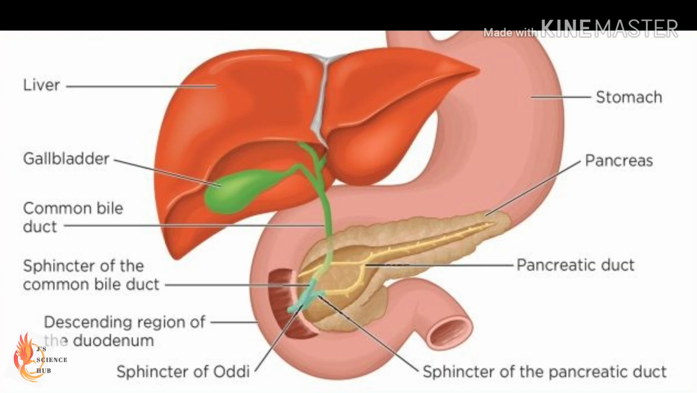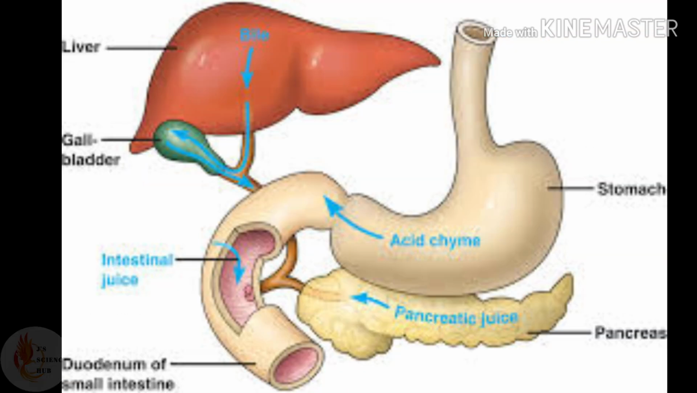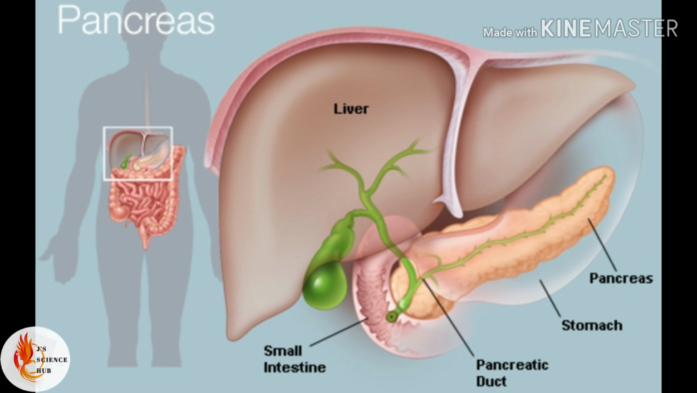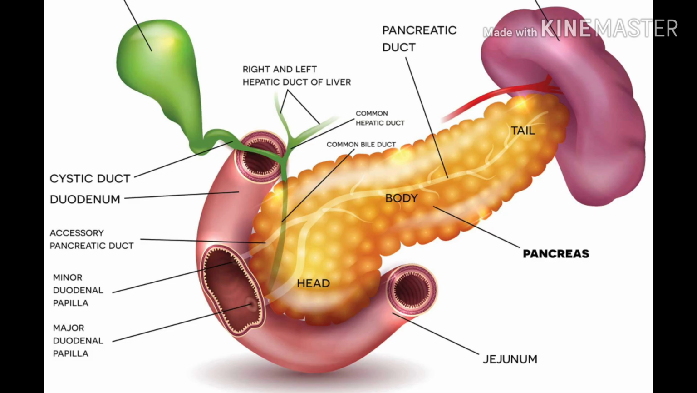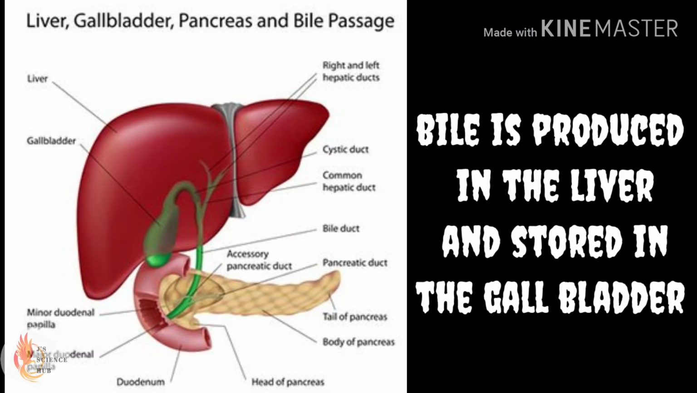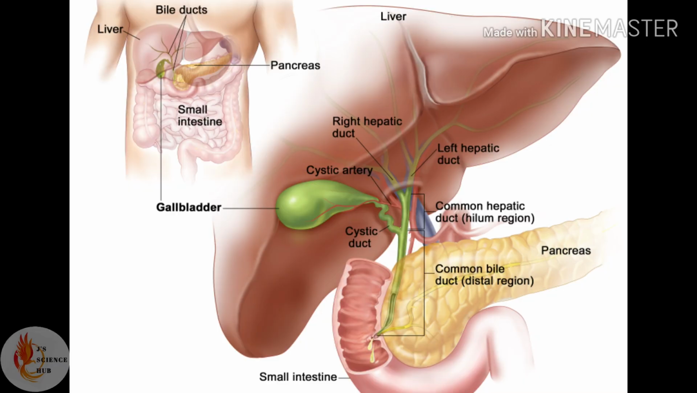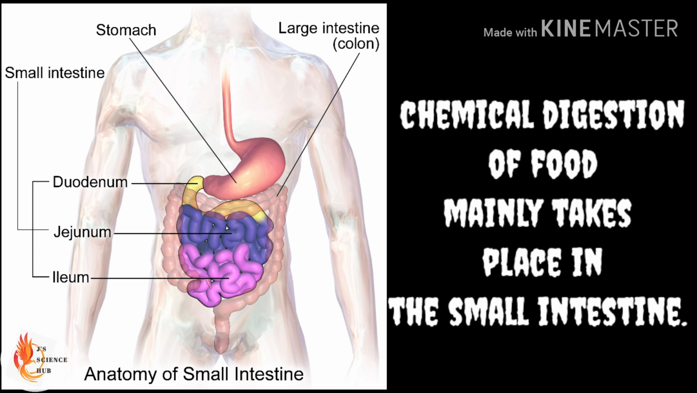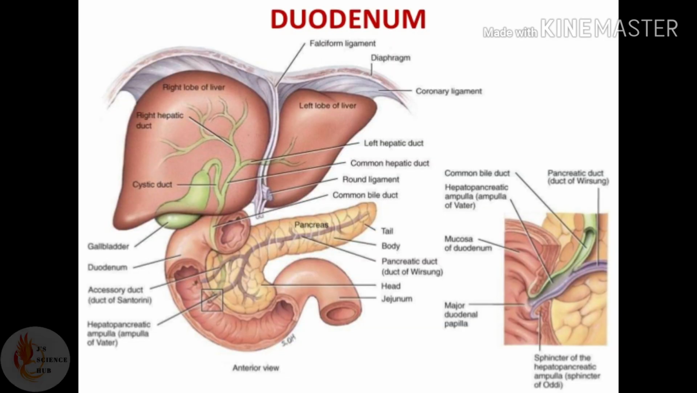In this duodenum, two ducts open. They are the pancreatic duct and the bile duct. The pancreatic duct brings the pancreatic juice, which is secreted by the pancreas, to the duodenum. Bile, which is secreted by the liver and stored in the gallbladder, is carried into the duodenum through the bile duct. The chemical digestion of food mainly takes place in the small intestine, mainly inside the duodenum.